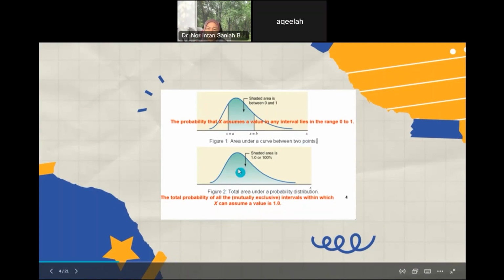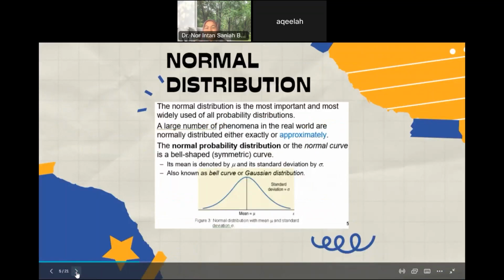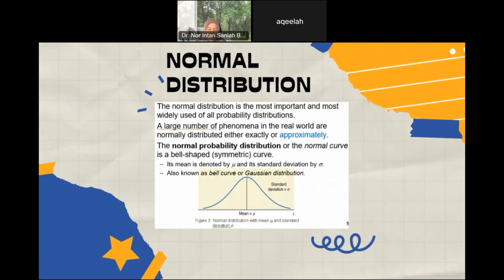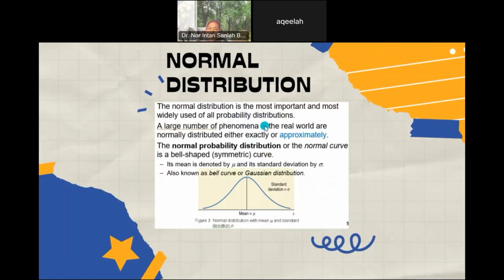So this shaded area is almost 100%. Don't worry, you can see the slides are quite many, but it's not too much for this chapter. The normal distribution is the most important and the most widely used of all probability distributions, besides the discrete ones that we went through before, because in the real world, mainly the data are normally distributed, either exactly or approximately.